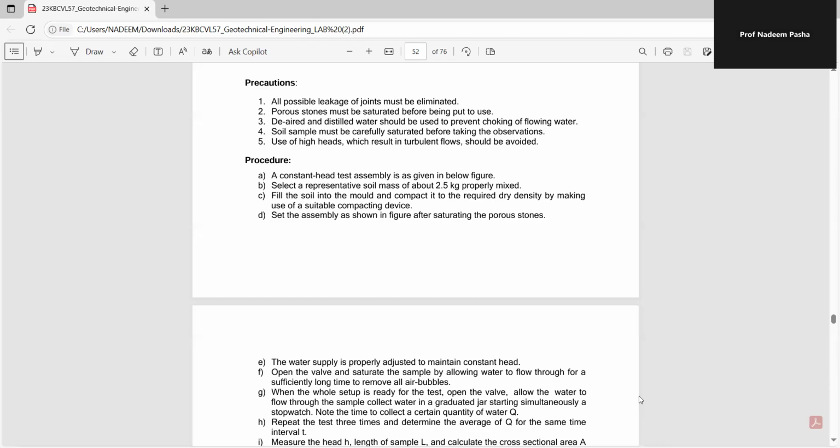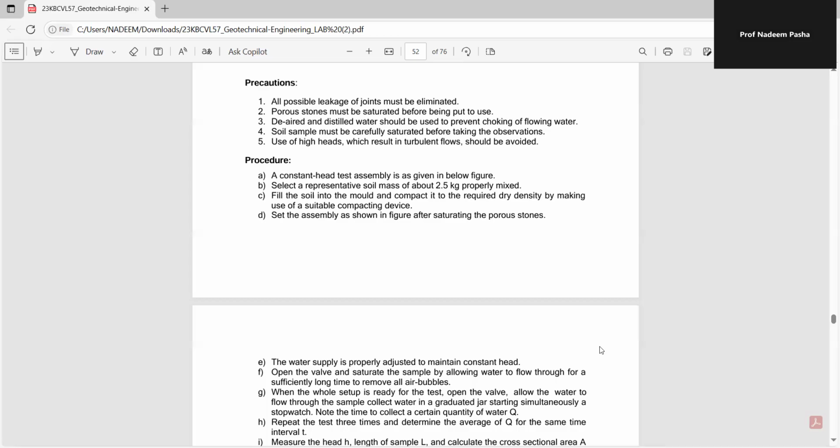First, the water supply is properly adjusted to maintain the constant head, because it is a constant head permeability test experiment, you have to maintain the head as constant. And after that, you have to open the valve and saturate the sample by allowing water to flow through for a sufficiently long time to remove all air bubbles.